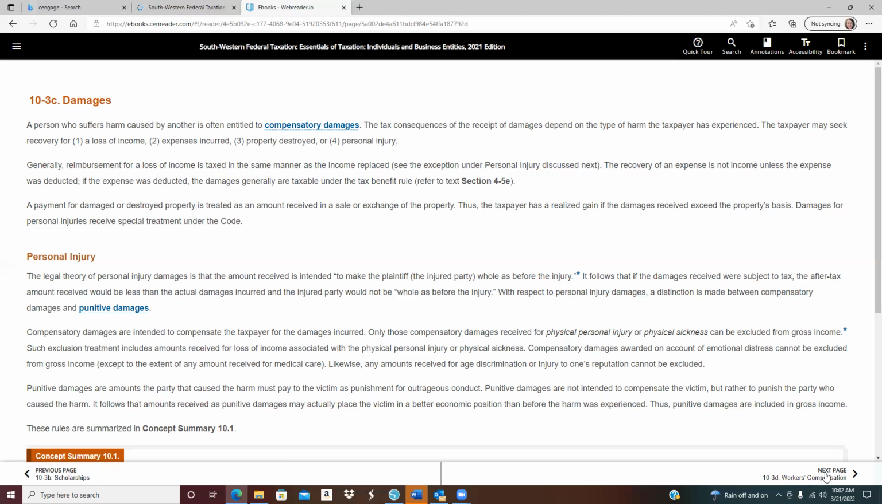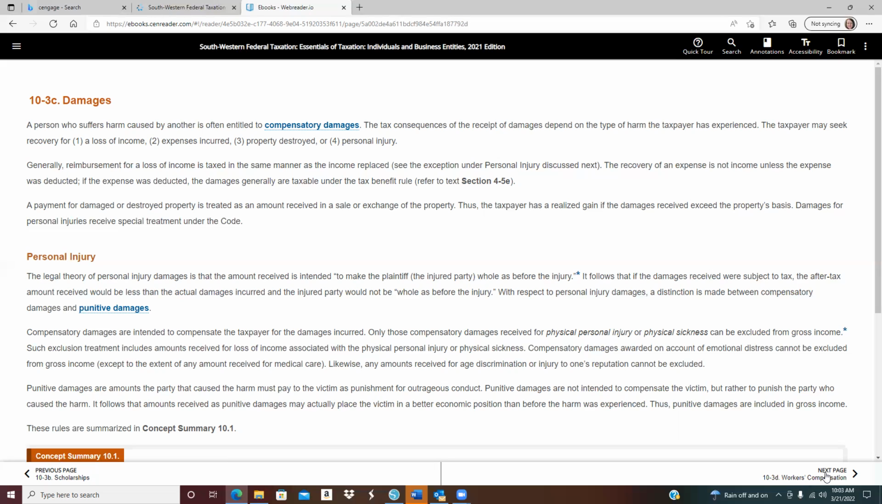A payment for damaged or destroyed property is treated as an amount received in an exchange of the property, thus the taxpayer has a realized gain if the damages received exceed the basis. Damages received for personal injuries receive special treatment under the code. So let's talk about personal injuries. The amount received is intended to make the injured party whole as before the injury. And it follows that if the damages received were something less than the actual damages incurred, the injured party would not be whole as before the injury.